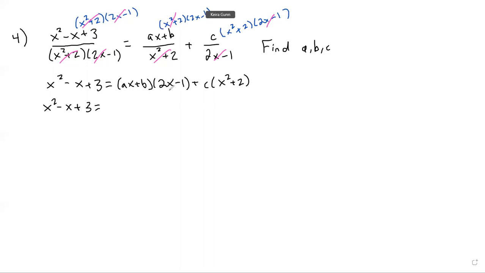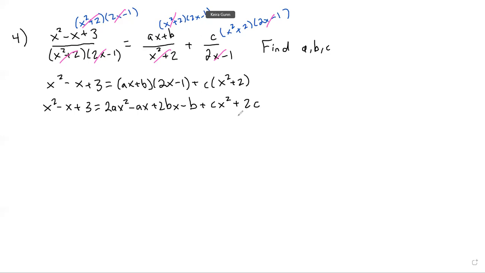So I can use FOIL on this first one. It's just a binomial by a binomial. The firsts will be ax by 2x, so I get 2ax squared. The outsides are ax by negative 1. The insides, b times 2x. And the lasts, b times negative 1. And then the other product is just going to be cx squared plus 2c.